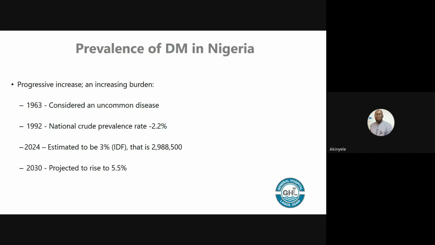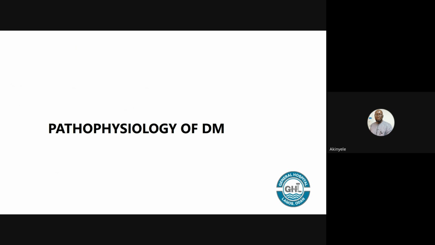In Nigeria, the estimate by IDF was 3%, which translates to about 3 million. But there was a meta-analysis done recently by my colleague, Professor Olamoyigun, that showed that the prevalence may even be as high as 6%, meaning that we have about 6 million Nigerians who have diabetes currently.